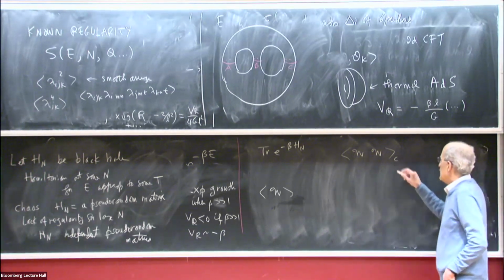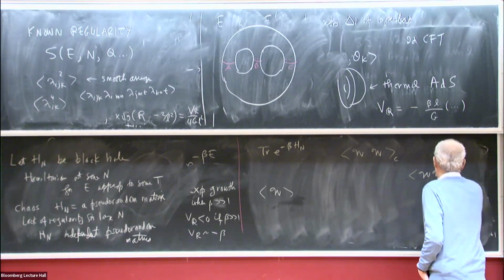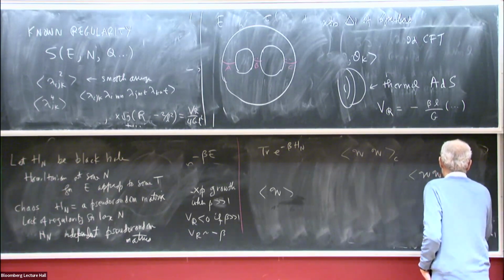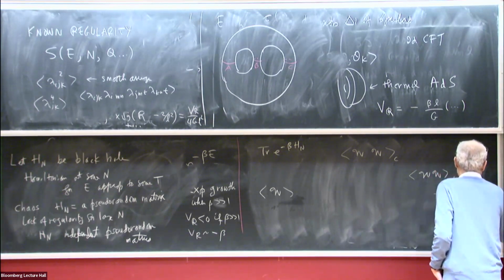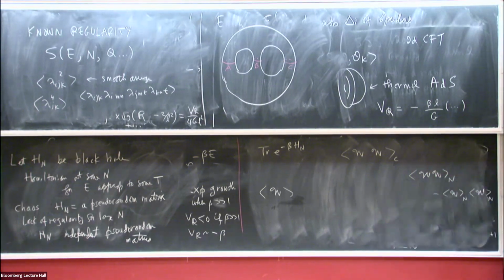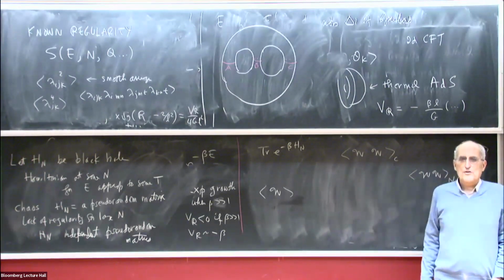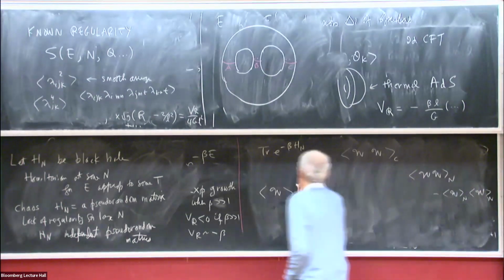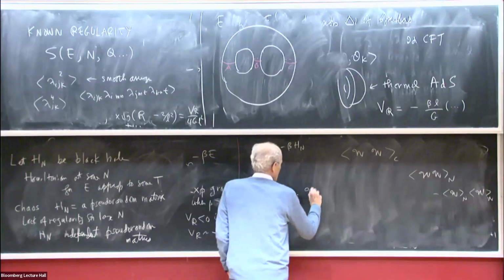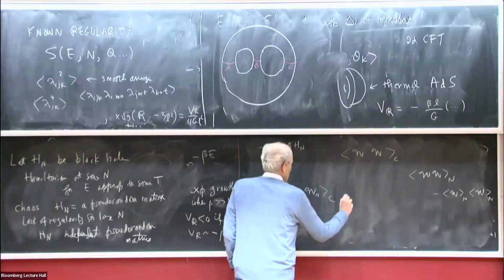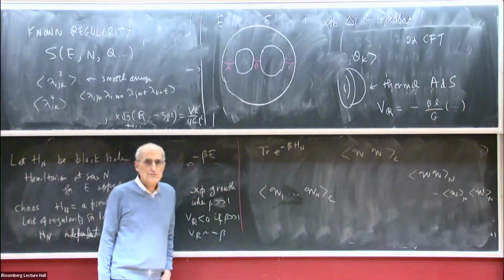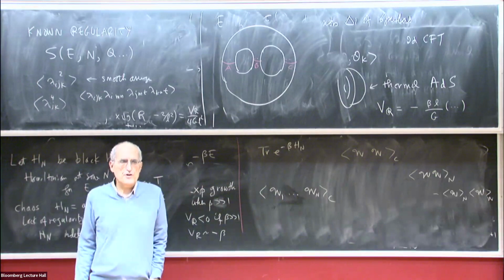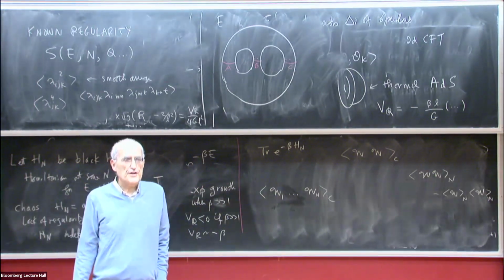So connected means that you average this over nearby values of n. So it's not manifestly zero, but anyway. What we could conceivably calculate with the gravitational path integral is a smooth average, a smooth approximation to the product of any collection of observables.